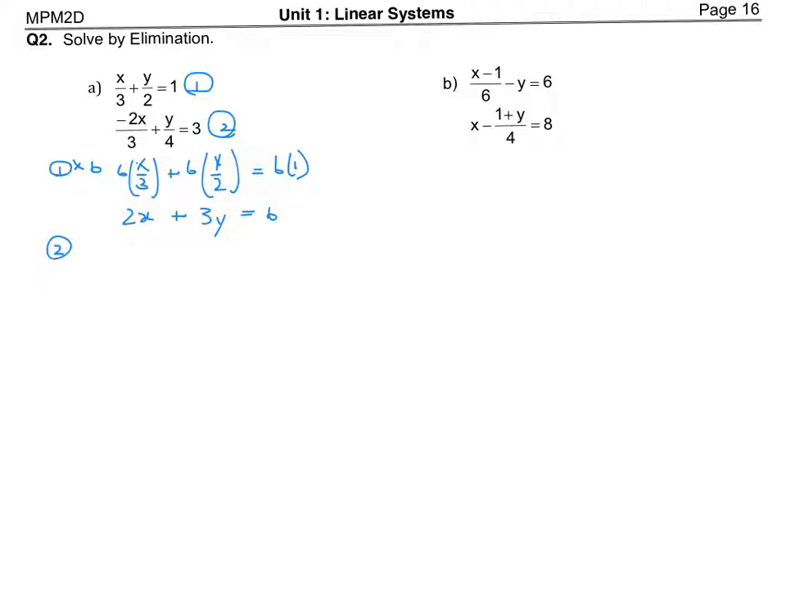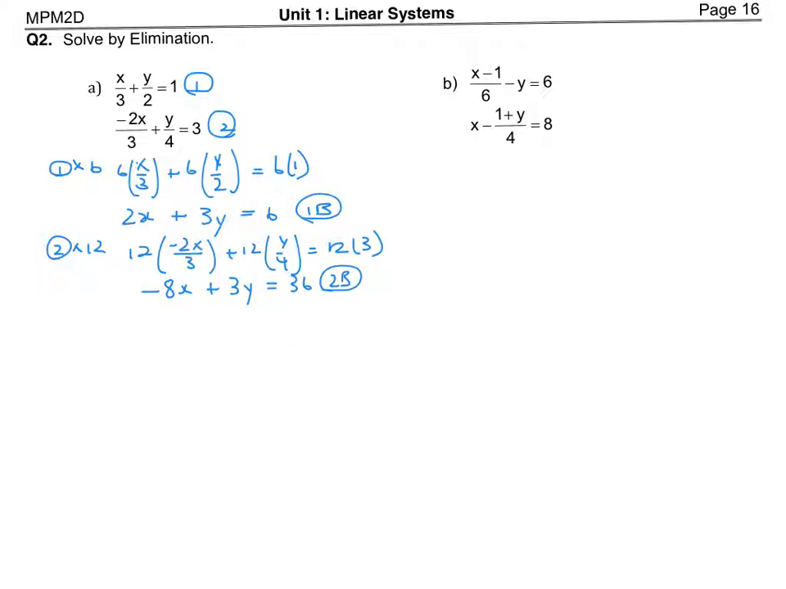Now number 2, I'm going to multiply every term by 12, since 12 is the common denominator. So I'm going to have 12 times the negative 2x over 3, plus 12 times the y over 4, and that's equal to 12 times the 3. So even though the 3 wasn't a fraction, everything still needs to be treated equally, and we still multiply it by 12 as well. 12 divided by 3 is 4, and 4 times negative 2 is negative 8x. 12 divided by 4 is 3, so we have plus 3y, and that's equal to 36. Those look much easier to work with. I'm going to call that 1b and this one 2b.